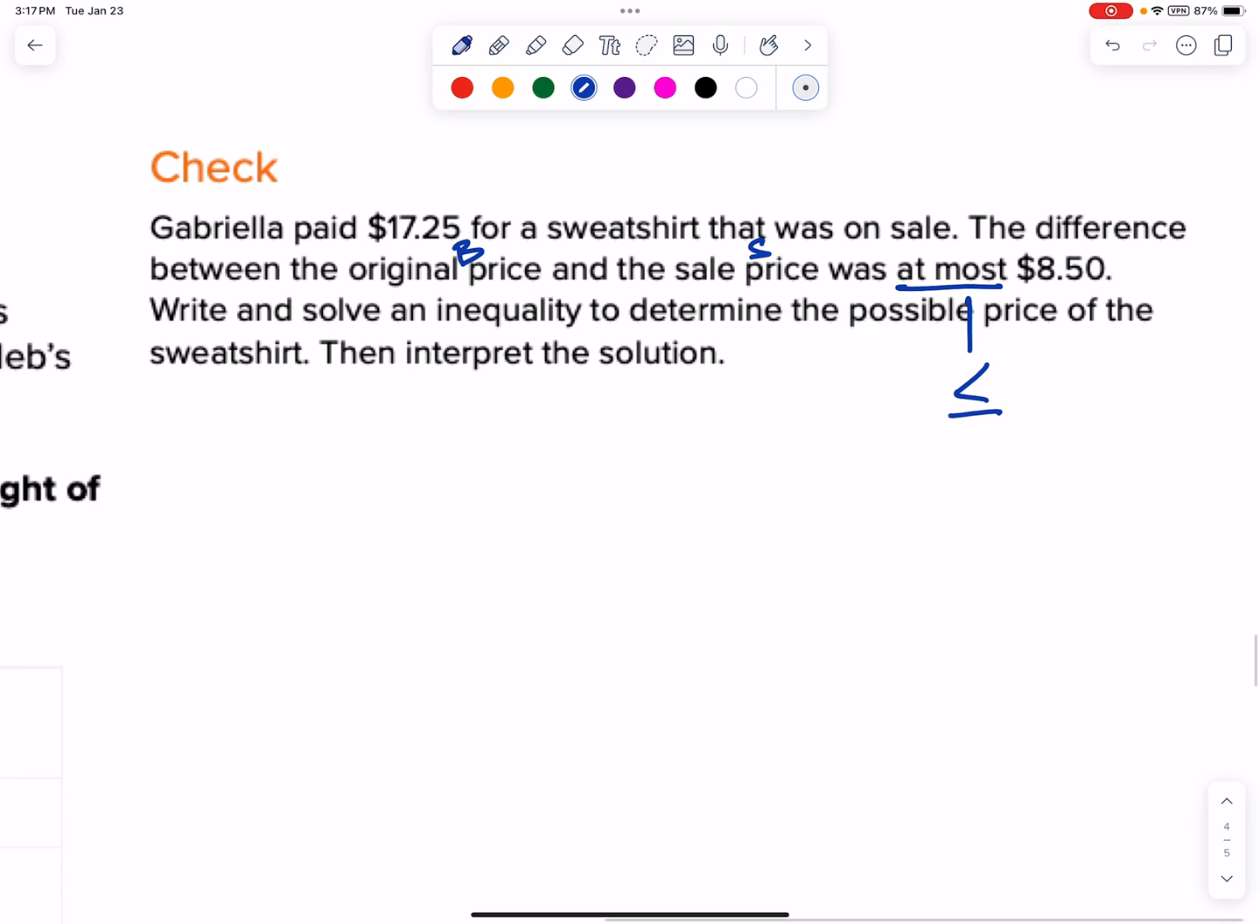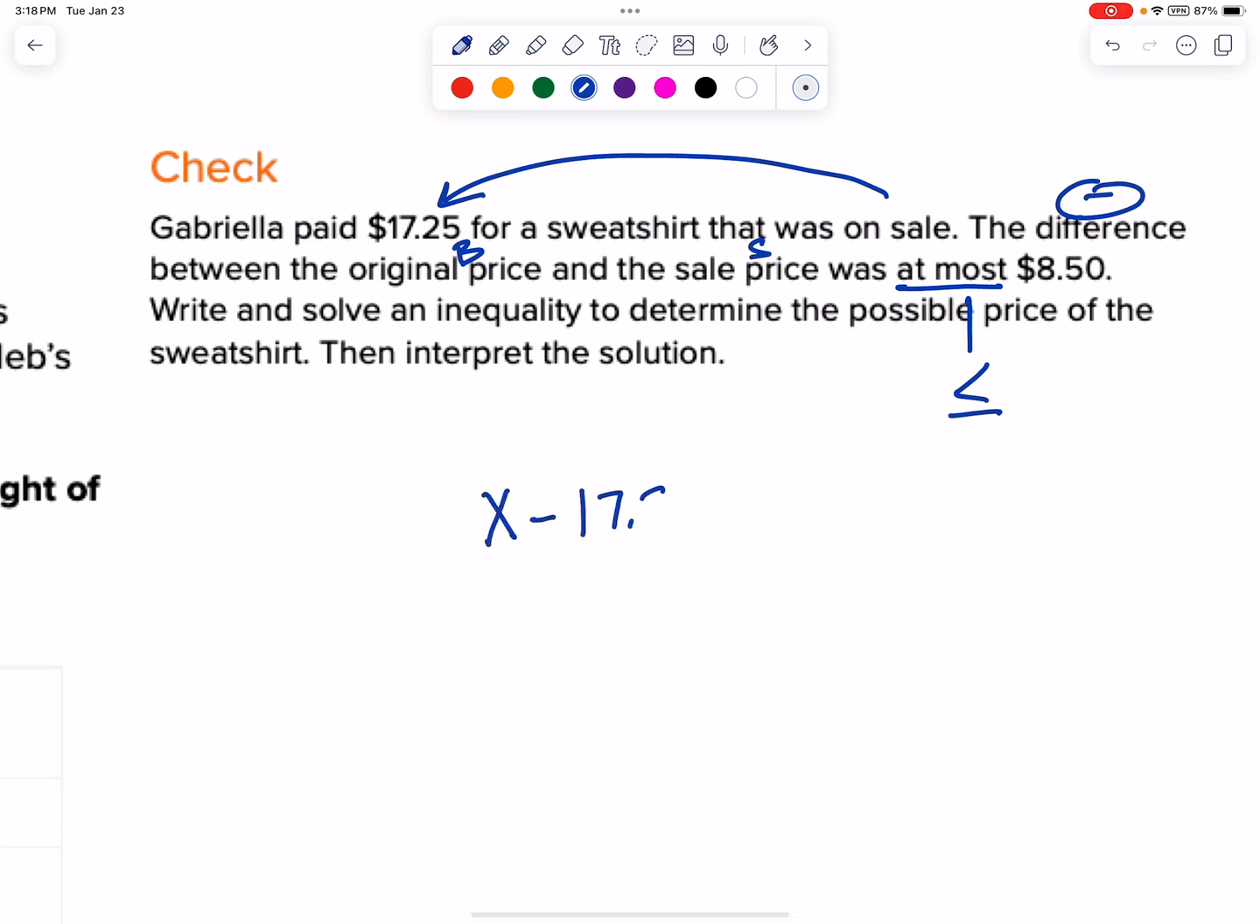Okay, we know the difference means subtract. So they're giving us, let's see, she paid $17.25 for a sweatshirt that was on sale. So that's the sale price. So we have x minus the sale price. So that'll give us the difference. And we said at most, so it has to be less than or equal to $8.50. So let's go ahead and separate the workspace.